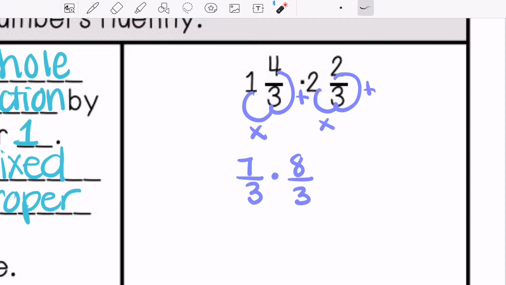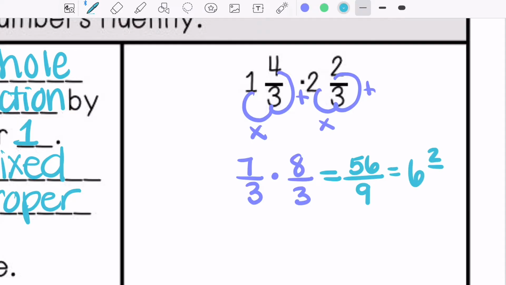All right, I'm going to cross simplify if possible. The greatest common factor between these two is 1, so I cannot simplify anymore. The greatest common factor between these two is 1, so I cannot simplify anymore. So 7 times 8 is 56. 3 times 3 is 9. 9 goes into 56 6 times with a remainder of 2.